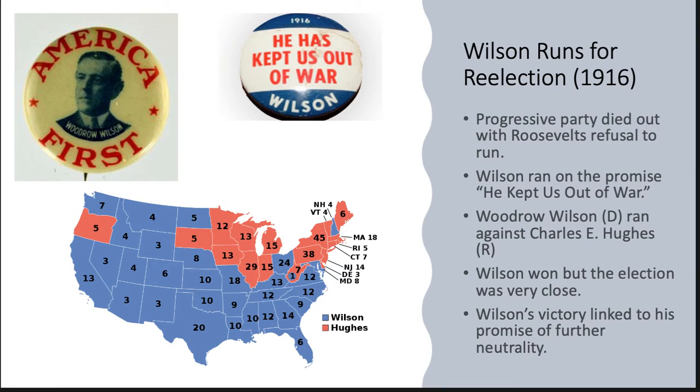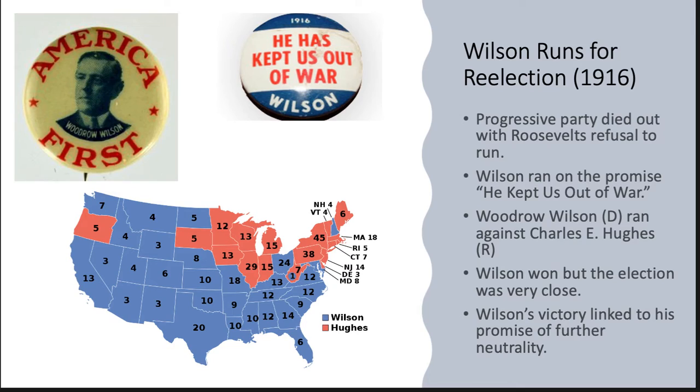Wilson's going to run for re-election in 1916. He's going to run on the idea that he'll keep us out of war. I've kept us out of war so far, I'll keep us out of war again. The Progressive Party had died out when Roosevelt refused to run again. So really, it's back to the same two political parties.